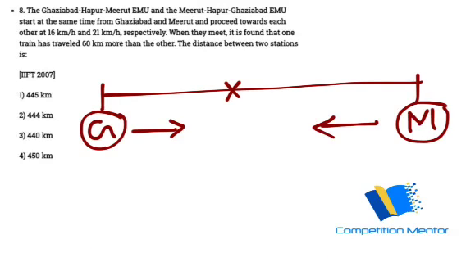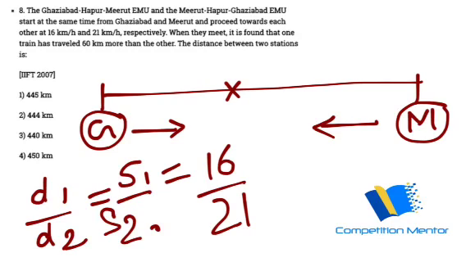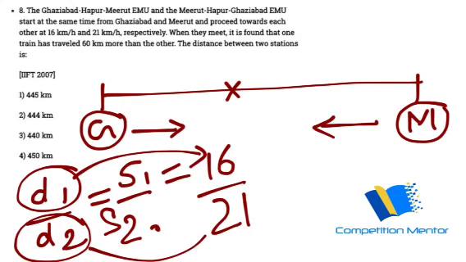Now when we have this information, what can we do? We can say d1 by d2 equals s1 by s2 equals 16 by 21, right? Now imagine if one takes the case of distance. If one travels 16, the other will have traveled 21. What is the gap between them? The gap between them is 5. But actually we need a gap of 60. Why? That's how we'll tell the exact distance, right?